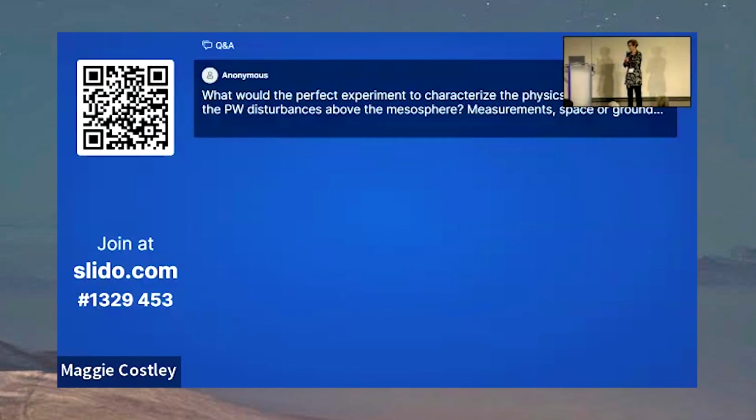Okay, and then the last one is, what would the perfect experiment be to characterize the physics and chemistry of the planetary wave disturbances above the mesosphere? Measurements, space, ground.